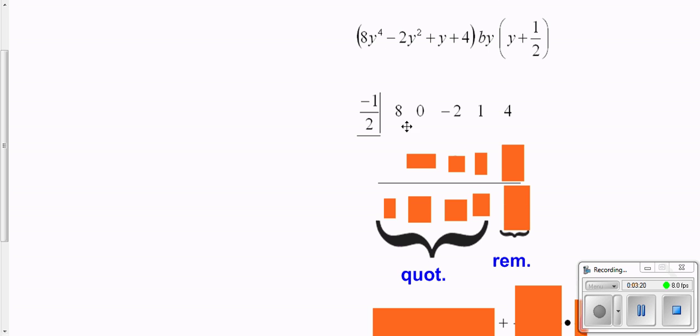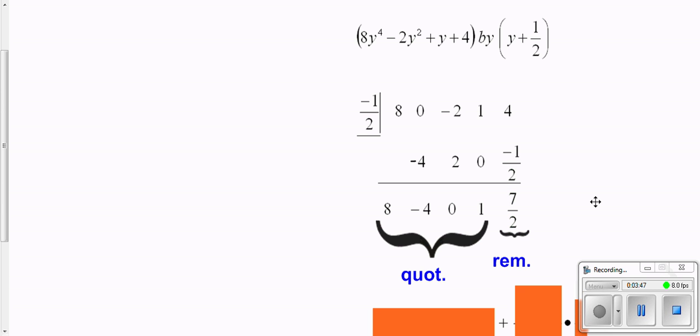And then all you're going to do is add down, multiply. 8 times a half is negative 4. Add, multiply, that's 4. Add, no, sorry, half times 4 is 2. Add down, we get 0. 0 times a half is 0. Add down, we get 1. We get 1 times negative a half. So you have 4 plus a negative a half, which is 3.5, or 7 over 2 if you write it as an improper fraction.